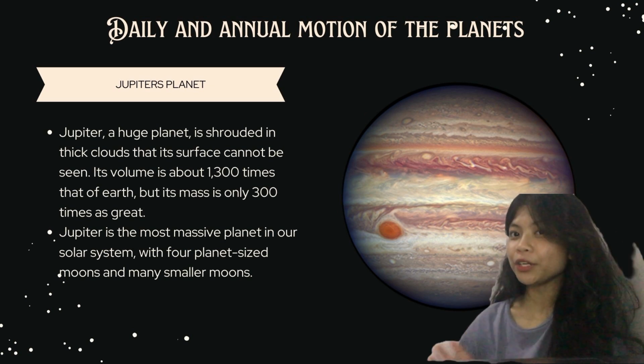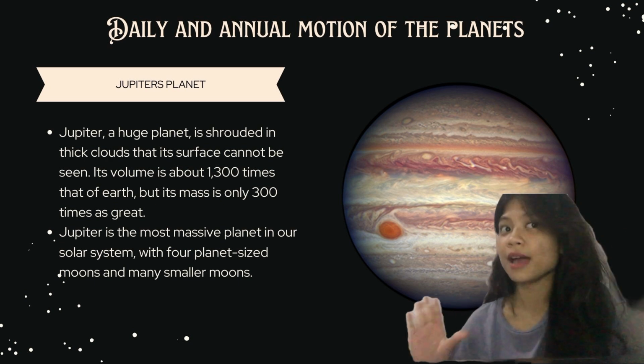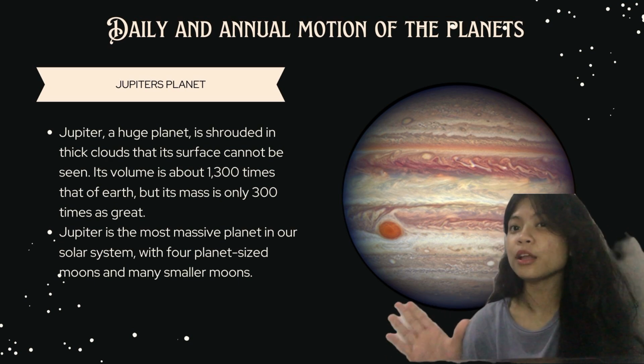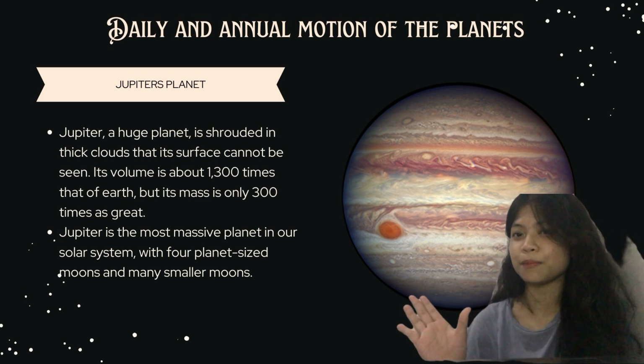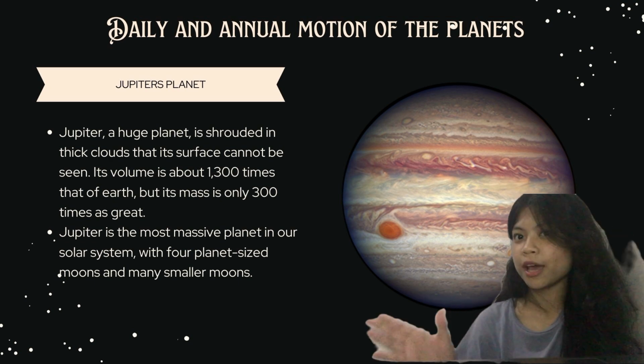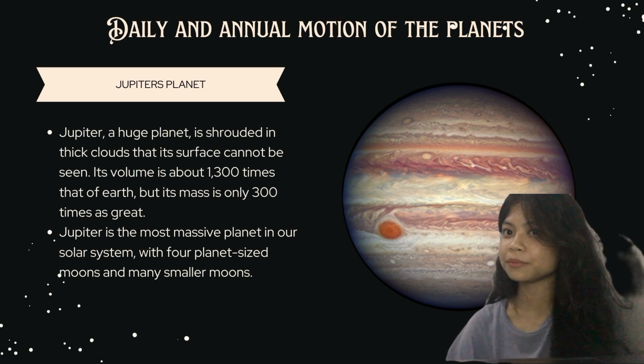Jupiter. Jupiter is the biggest planet in the solar system. With this, Jupiter forms a kind of miniature solar system. Jupiter is composed primarily of hydrogen and helium, the two lightest elements.